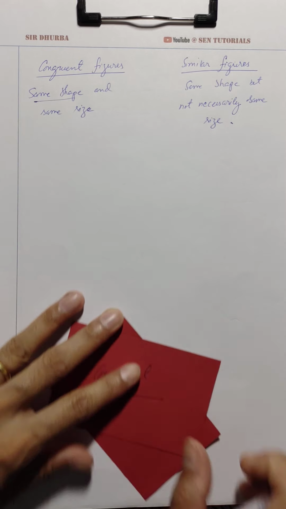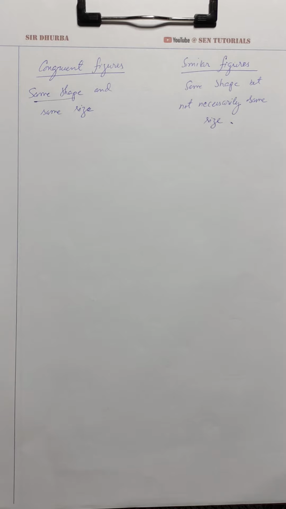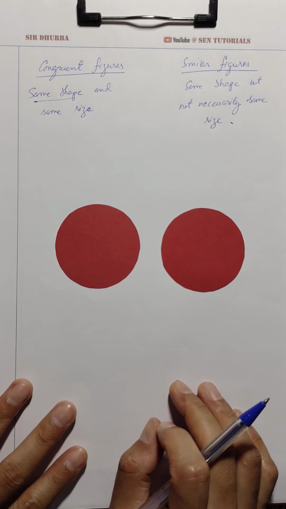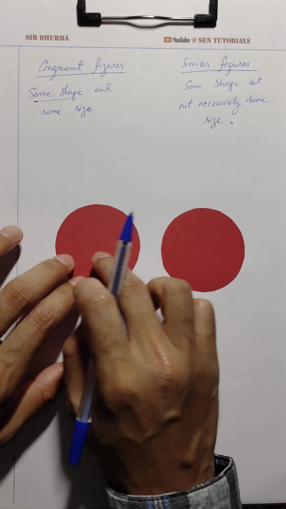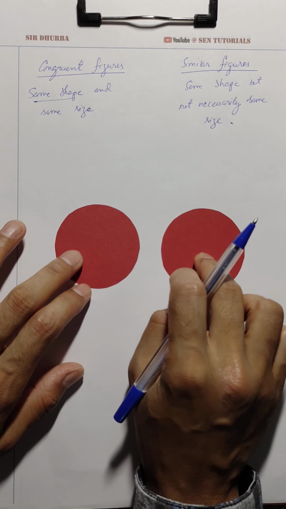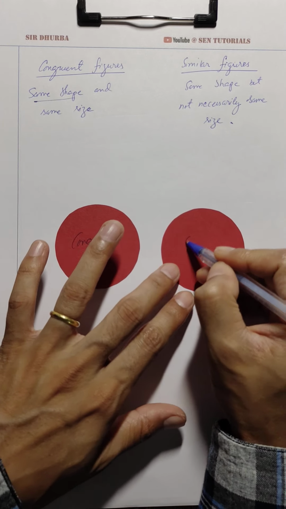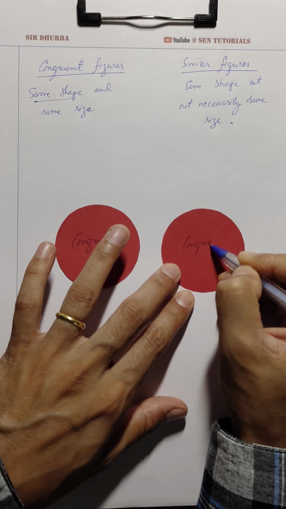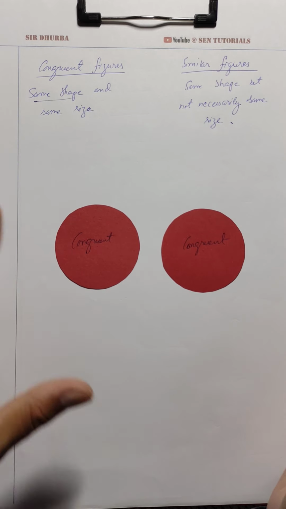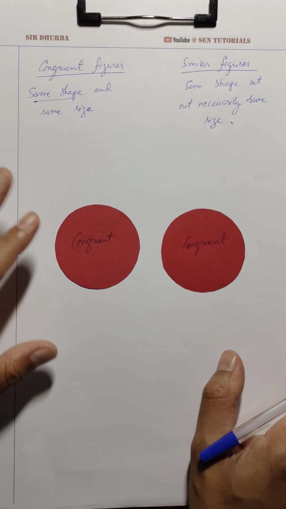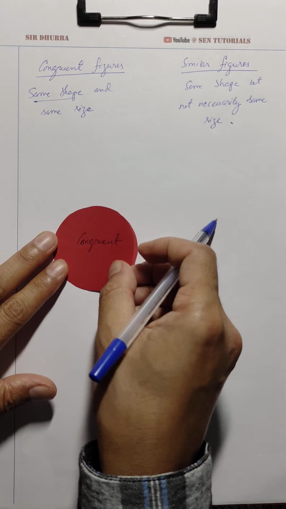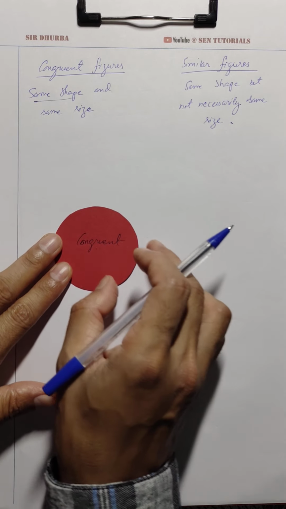Now I'll give you another figure. We have two circles again. So this also is the same shape, same size, so this also will be congruent. All right, fine. So I hope the concept of congruency is clear, isn't it? Just a revision only. So you can see it's perfectly overlapping.